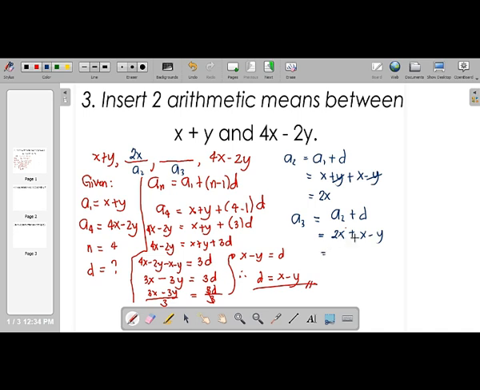Combine similar terms, x ug x parehas. 1 ni diri, diha kay 2, 2 plus 1, that is 3. So, you copy x. And then si y, kay wa mo siya kapareha. So, copy ra, negative y. Hence, our third term, or a sub 3, is 3x minus y. So that the arithmetic means between x plus y and 4x minus 2y are 2x and 3x minus y.